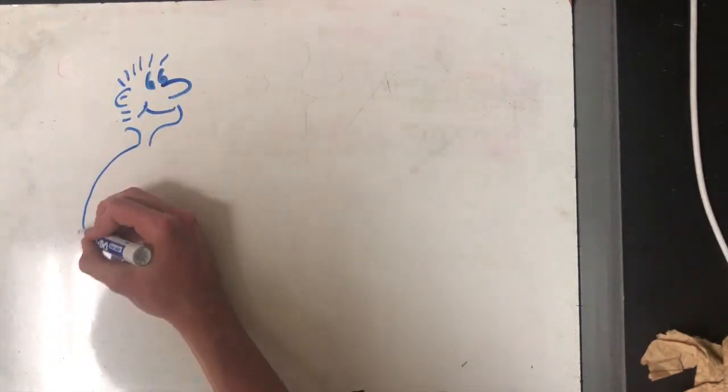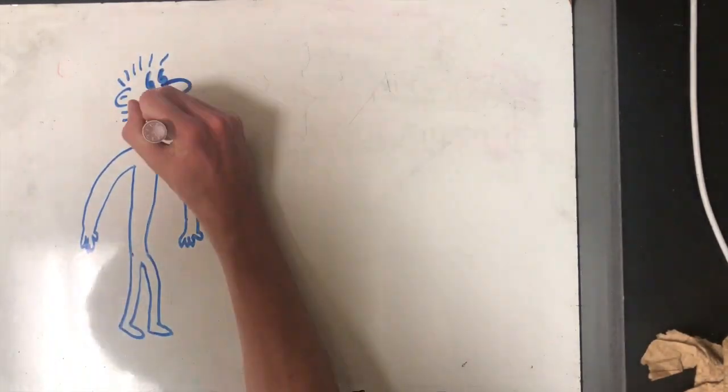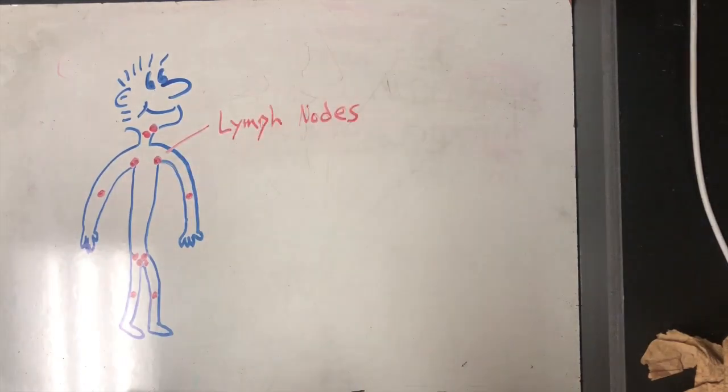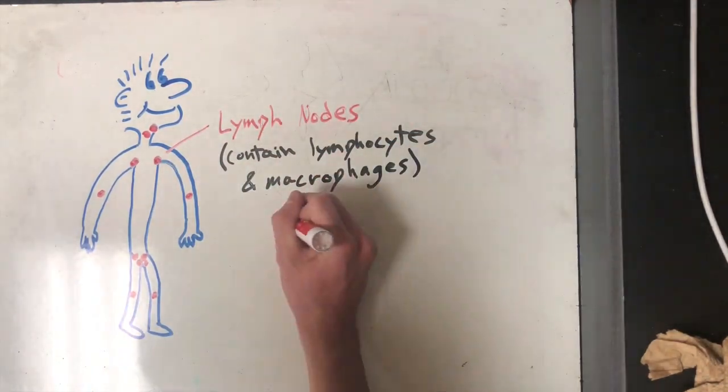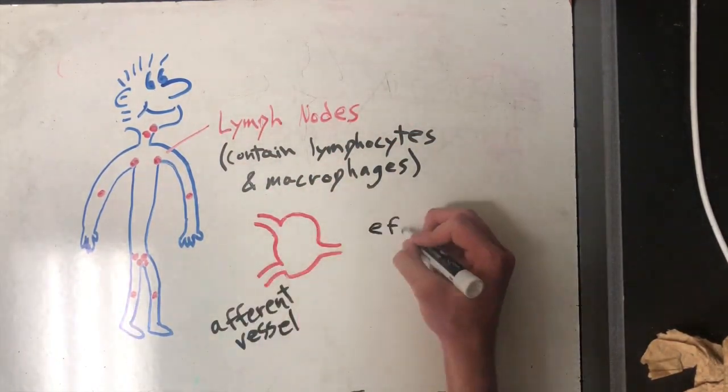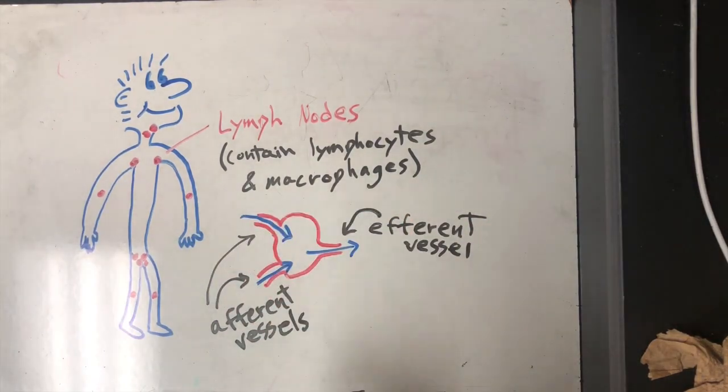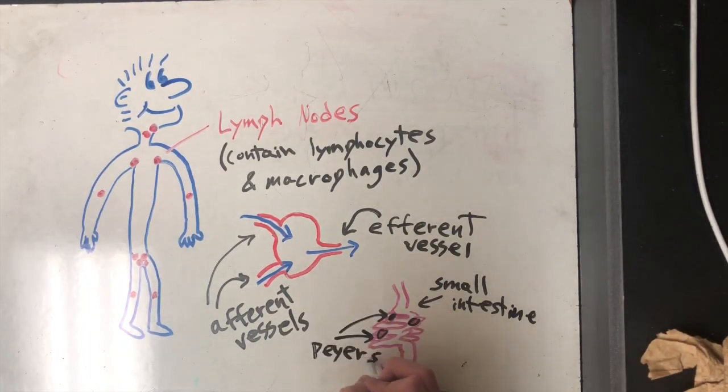Lymph nodes are located across the lymphatic system. They contain lymphocytes and macrophages. They have afferent vessels that carry fluid into the node, and efferent vessels that carry the fluid out. Peyer's patches are special lymph nodes in the small intestine that monitor intestinal bacterial growth.